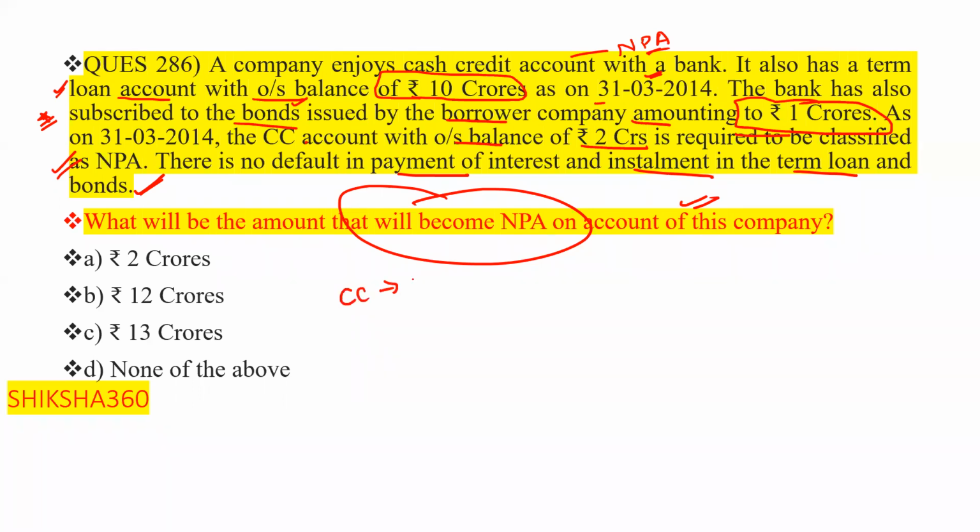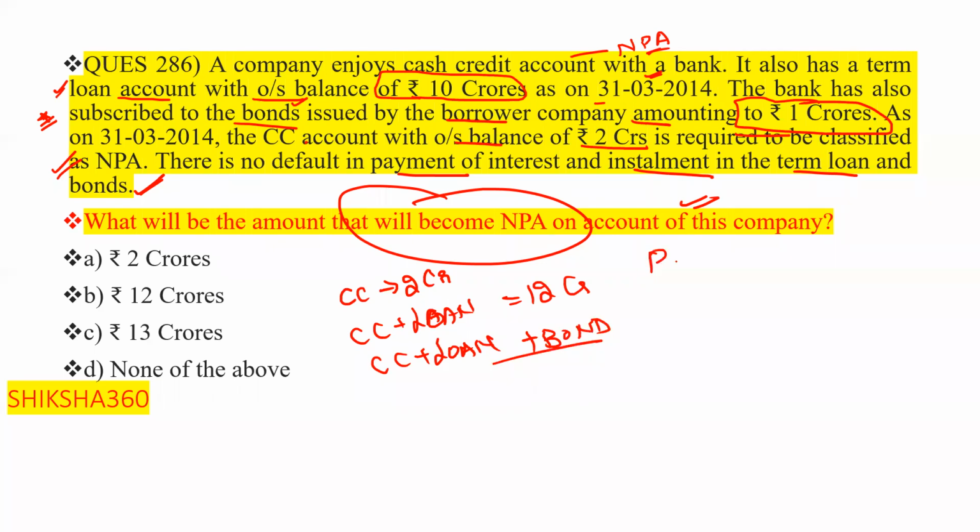Either only the CC account of 2 crore, or the CC plus loan account, that is 12 crore, or the CC plus loan plus bond. As we know, for NPA classification we consider it borrower wise. It is to be considered borrower wise, and under that bonds are also to be included. So the correct answer is 13 crore.